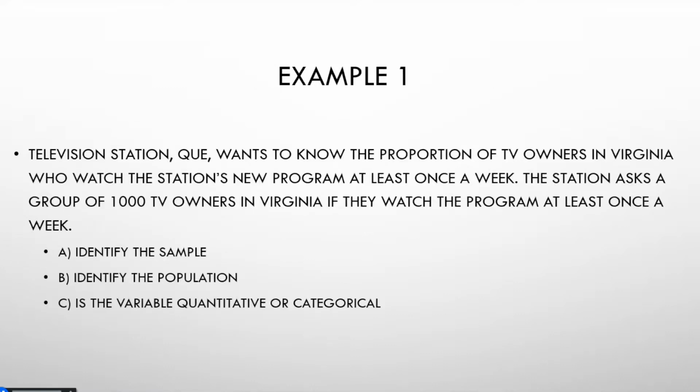All right, let's get through one example here, and then we'll move on to the rest of these notes a different day. So we have a television station. Q wants to know the proportion of TV owners in Virginia who watch the TV station's new program at least once a week. The station asks a group of 1,000 TV owners in Virginia if they watch the program at least once a week. So take a second right now and look at those three parts of the question they're asking us. We're looking for a sample, we're looking for the population, and is the variable quantitative or categorical?